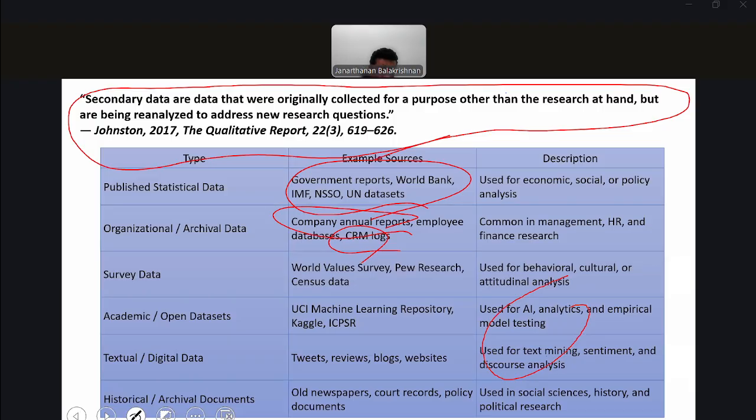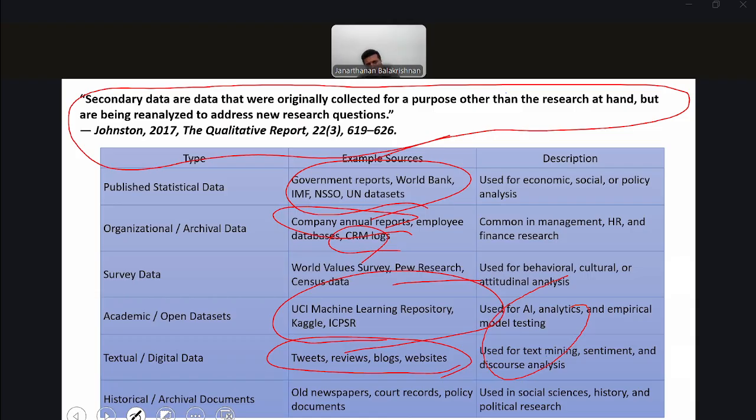Survey data is another one. Whether you go for Pew Research or World Values Survey data, that is also a very good example of survey data. Apart from it, we have repositories like Kaggle and UCI, which can give it. These are ready-made data which are available. Apart from it, you have something called unprocessed data, which requires you to process, like web scraping, blogs and websites.